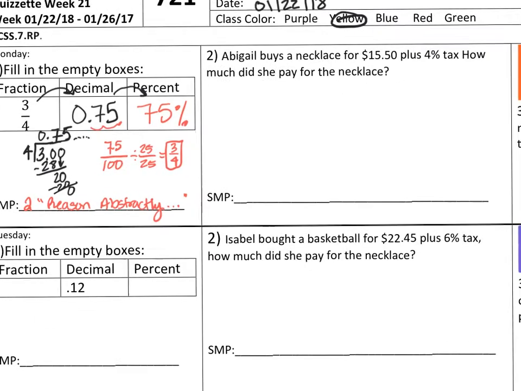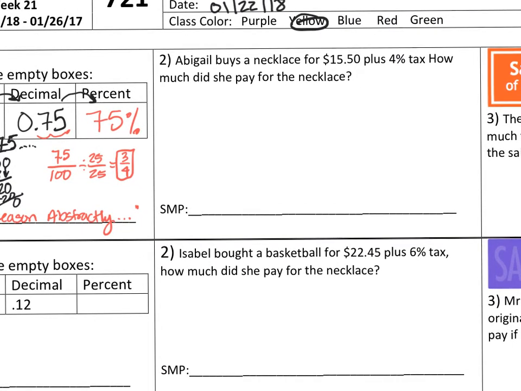Number 2, Abigail buys a necklace for $15.50. So I'm going to annotate this. She buys a necklace for $15.50 plus 4% tax. How much did she pay for the necklace? So you already know that she paid $15 for sure and 50 cents for the necklace. Now you have to add some tax, and that'll be your total.